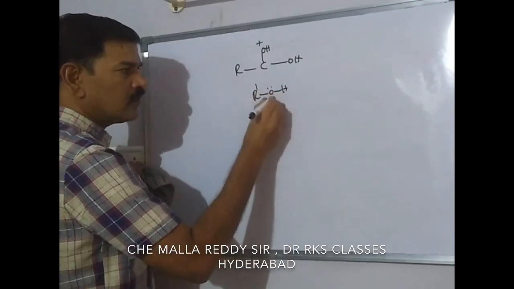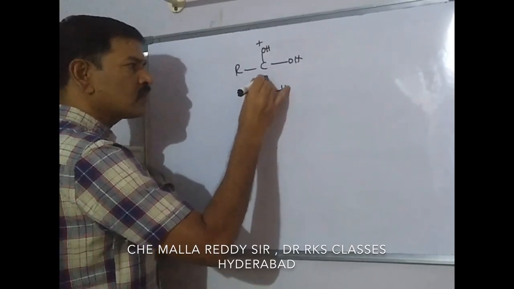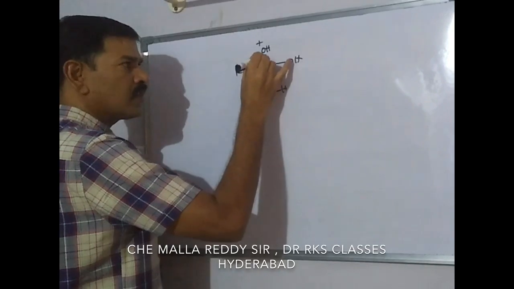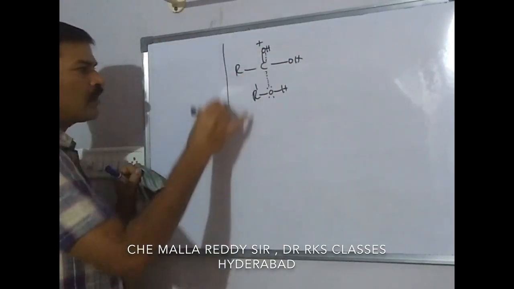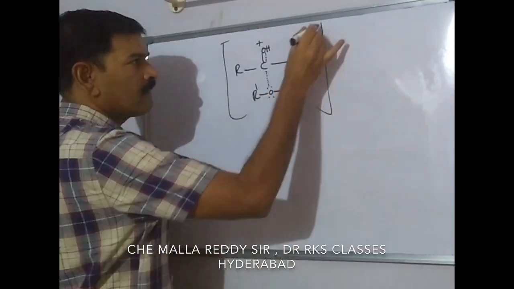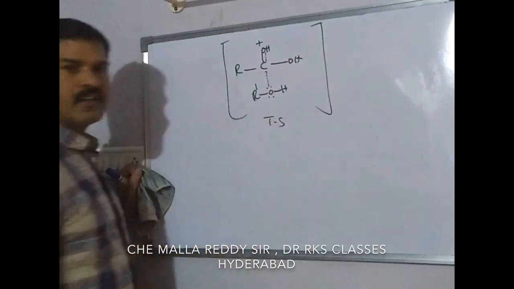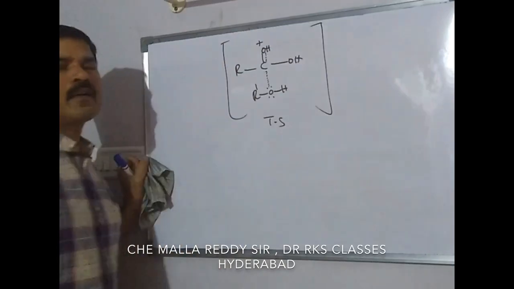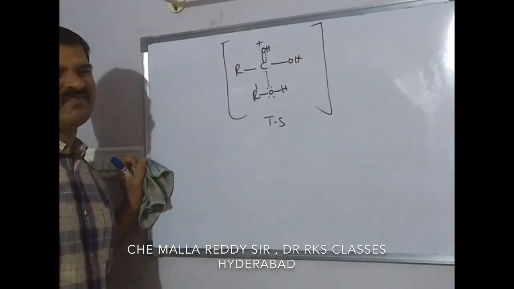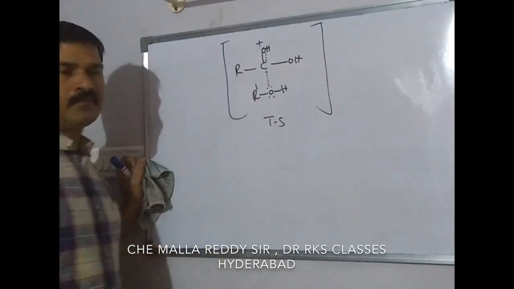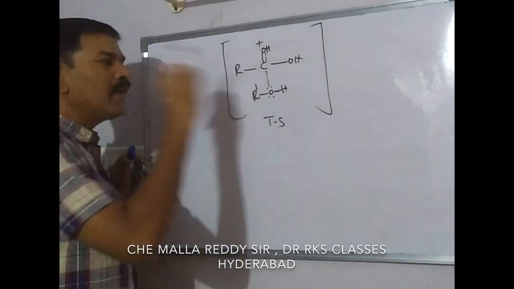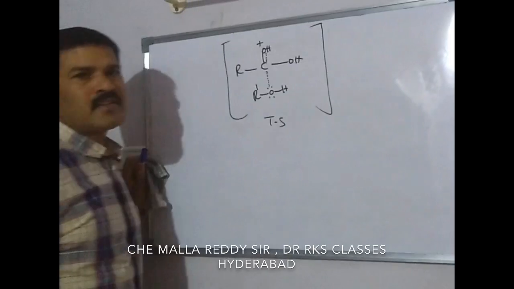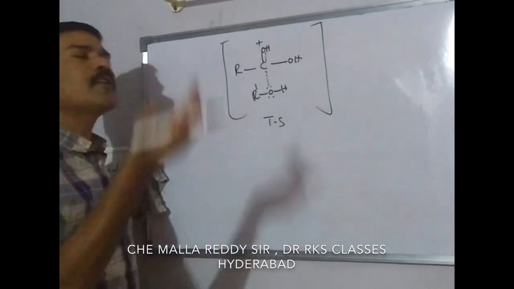Here this lone pair is donated to this oxygen. Here one double bond is present. This double bond is shifted to this one. This is the transition state. In the transition state, your carbon atom undergoes sp3, it is tetrahedral. Now, based on the stability of the transition state, product formation takes place. So reactivity depends on the stability of the transition state.